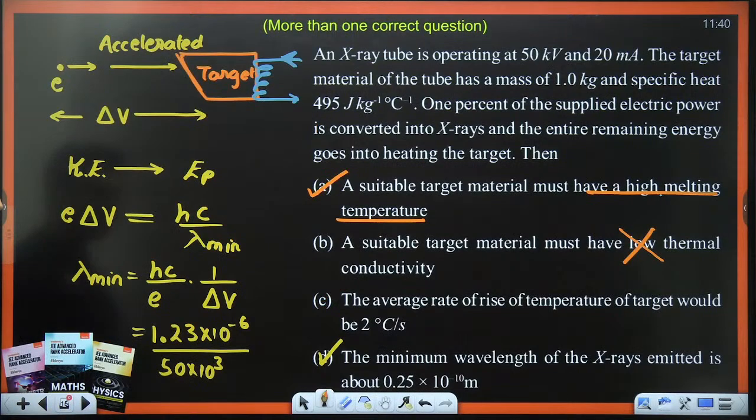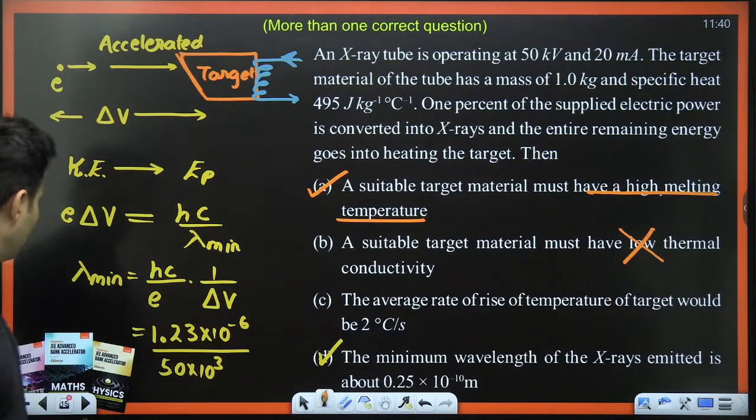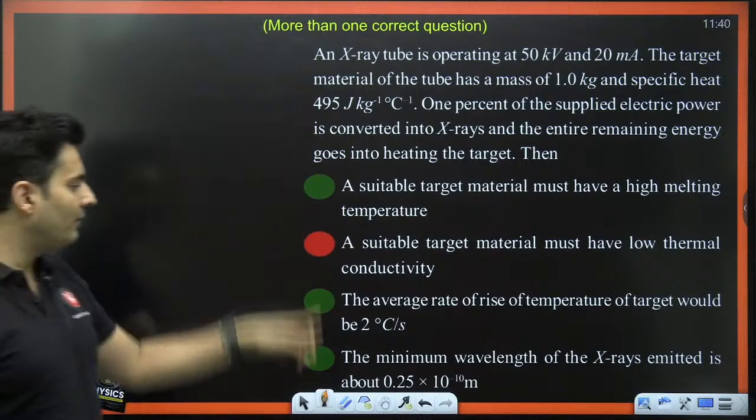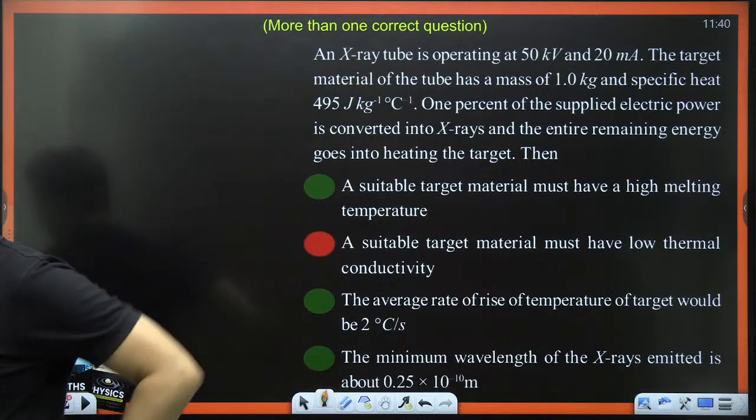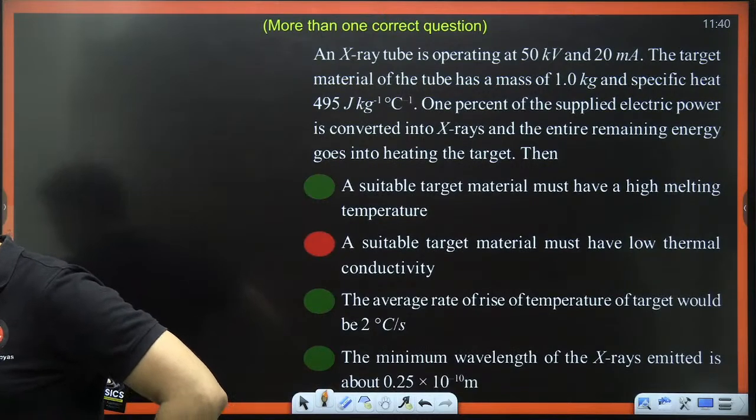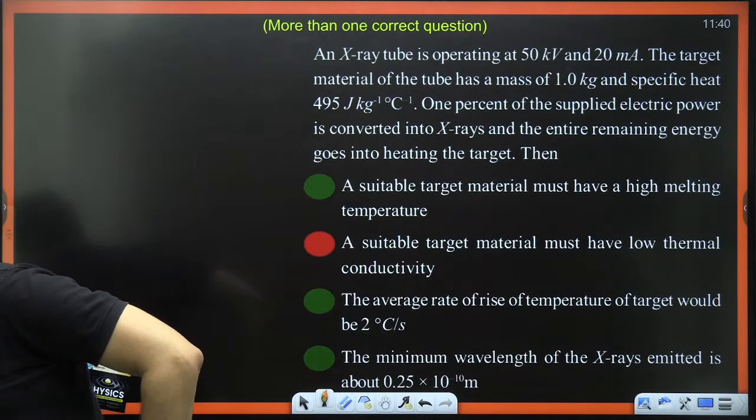So option C is correct. D is correct. A is correct. B is wrong. So except for B, everything is correct. We have got it. Everyone? Okay. Very good. Awesomeness.